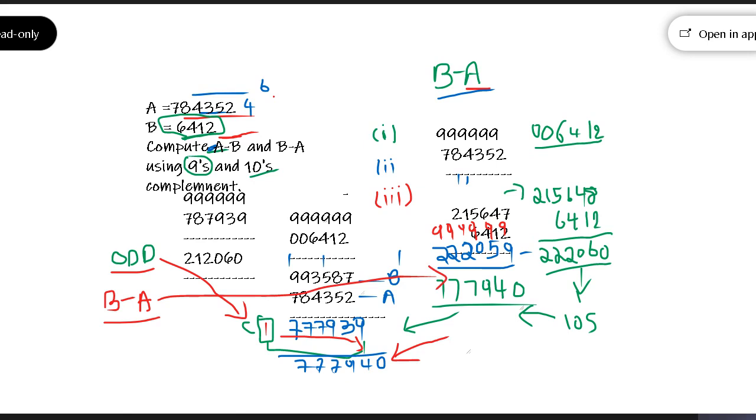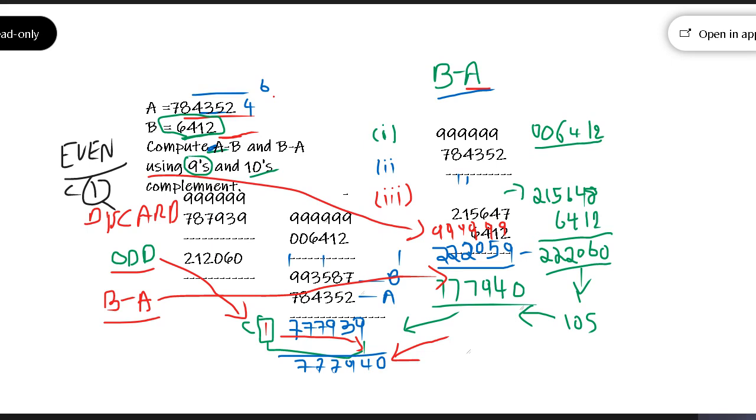Whereas in the case of even, if you have a carry in A minus B, what are you going to do? You have to discard it. Yeah, you have to discard that particular value. Same in the case of B minus A, you do that particular complement thing. That doesn't change it.